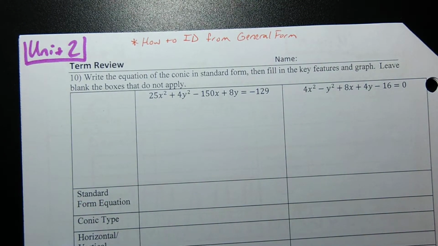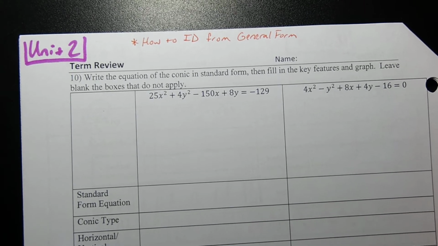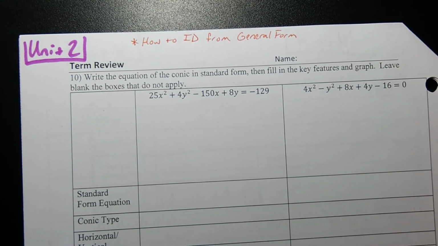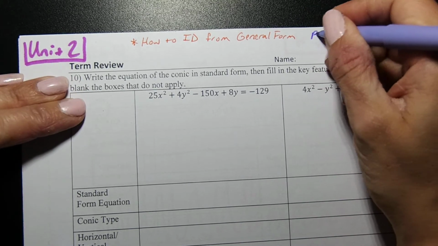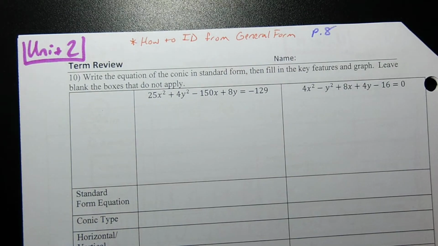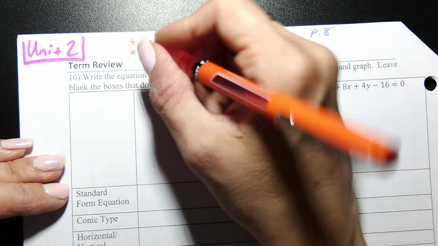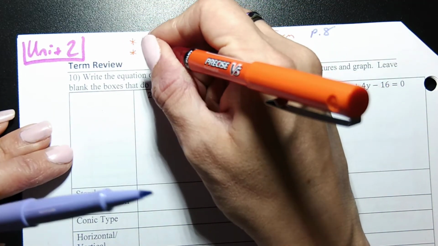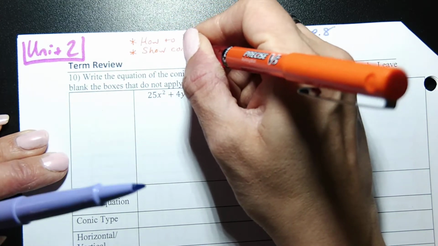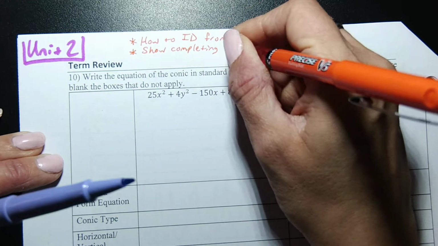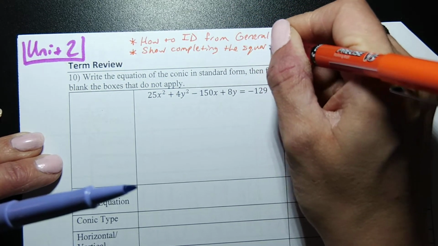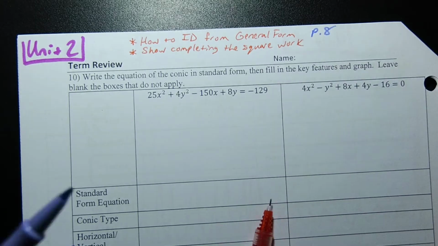What do the standard form equations look like? They've got fractions with them unless we're talking about a circle, but the general form equations are kind of the long drawn out ones, so we need to know what conic we're trying to get. You can find those instructions on page 8 of your Unit 2 notes. You'll also need to show you're completing the square work, which is on page 9.